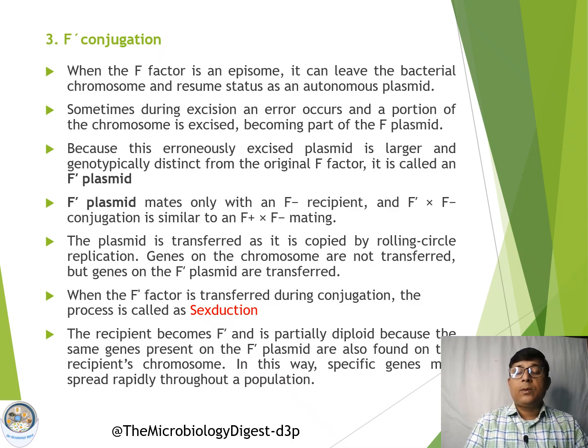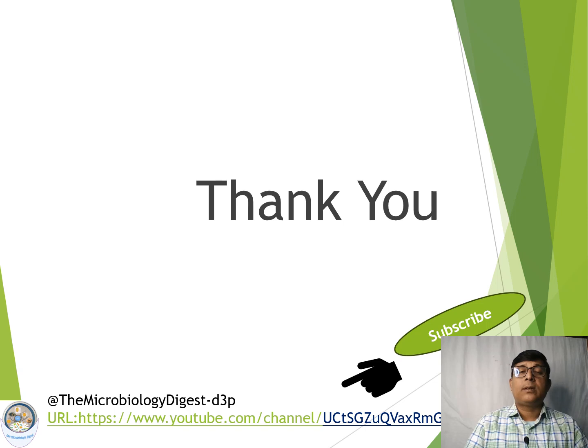So these are the three different types of conjugation that may occur in bacterial recombination, or transfer of genetic material from one bacterium to another. With this, we have completed all the different methods of bacterial recombination, the methods involving bacterial genetics and transfer of genetic material from one bacterium to another.